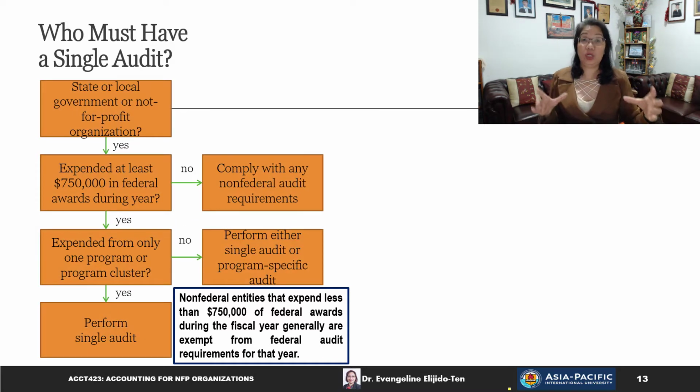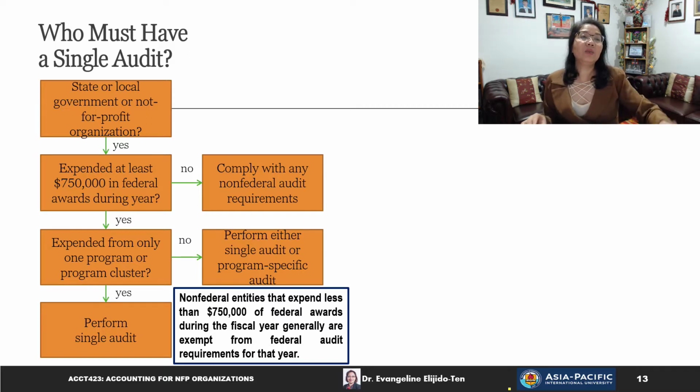First question is, are you a state or local government or not-for-profit organization? So are you a non-federal entity? If your answer is yes, then the next question is, have you expended at least $750,000 in federal awards during the year? If the answer is no, then there's no need for single audit. You can just comply with any non-federal audit requirement.